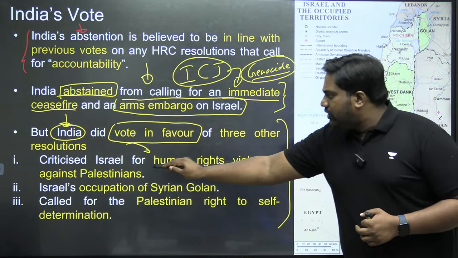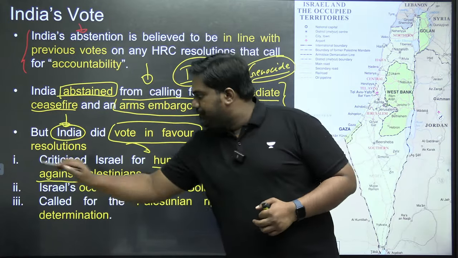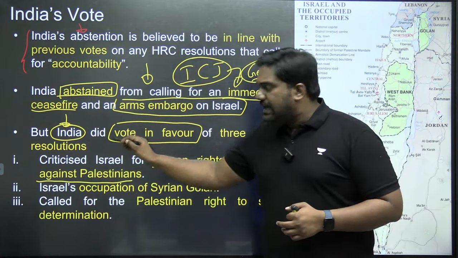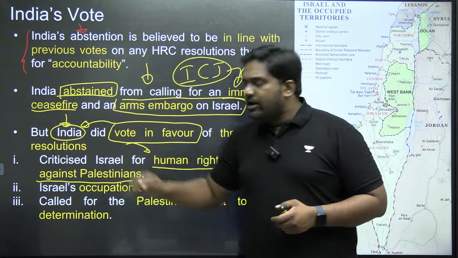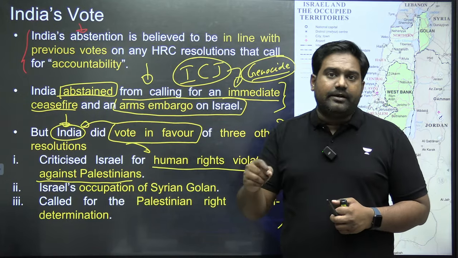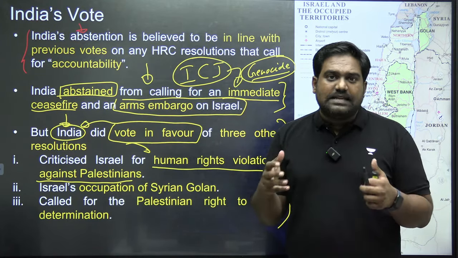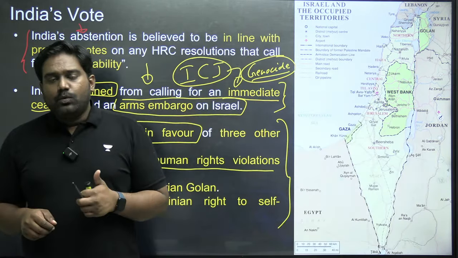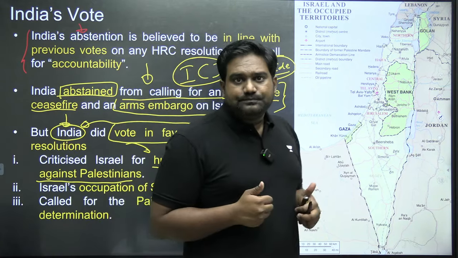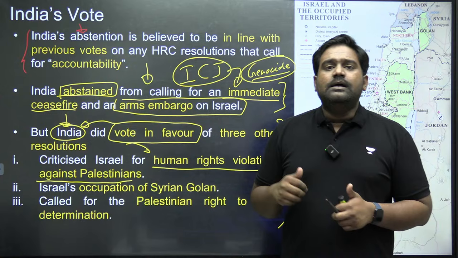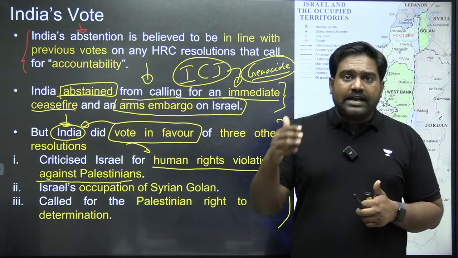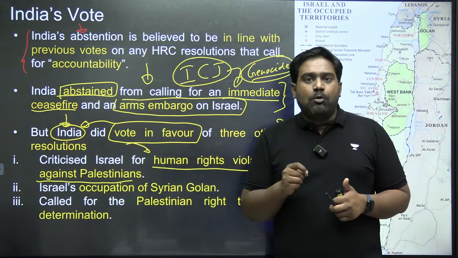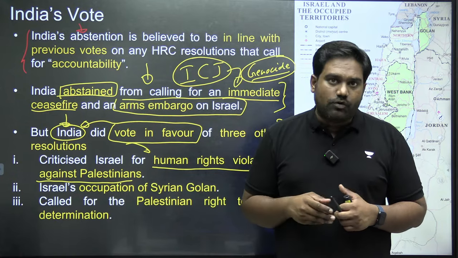One, with regard to human rights violations against Palestinians, where Israel stands accused of committing human rights violations against Palestinians, India has voted for the resolution, meaning India also believes that Israel has indeed committed large-scale gross human rights violations against Palestinian civilians. See, what happened last year on October 7th was indeed a dastardly act of terrorism. India condemned the act of terrorism as well, and we stood with Israel as far as its right to defend against terrorism was concerned. But however, India has not supported Israel's disproportionate use of force.